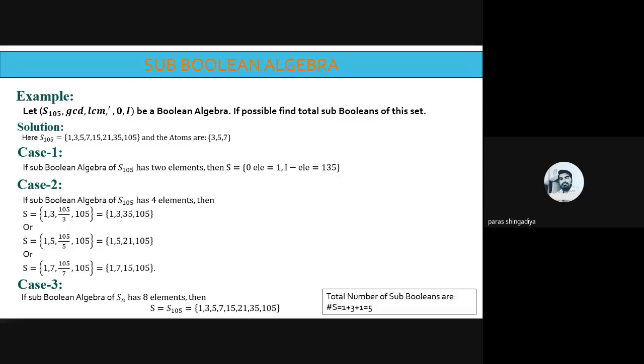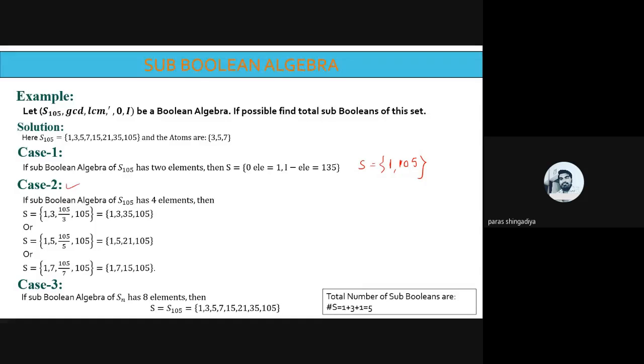Now in case 1, we'll identify the sub-Boolean algebra which contains 2 elements. What is the formation for that? S is equal to 0 comma I. The 0 element here is 1, and the I element is equal to 105. So S is written as 1 comma 105. Okay, this is a sub-Boolean algebra of S105 which contains 2 elements. So that is answer number 1.